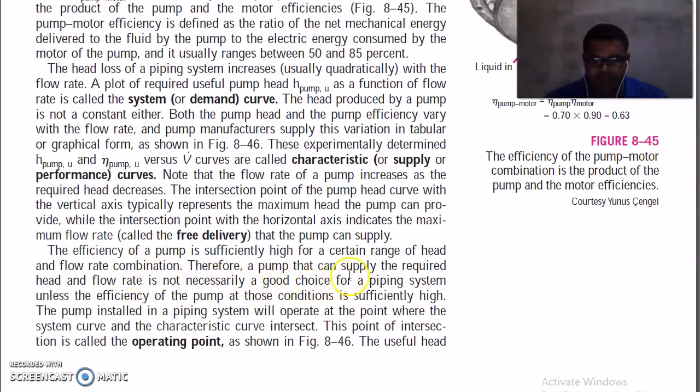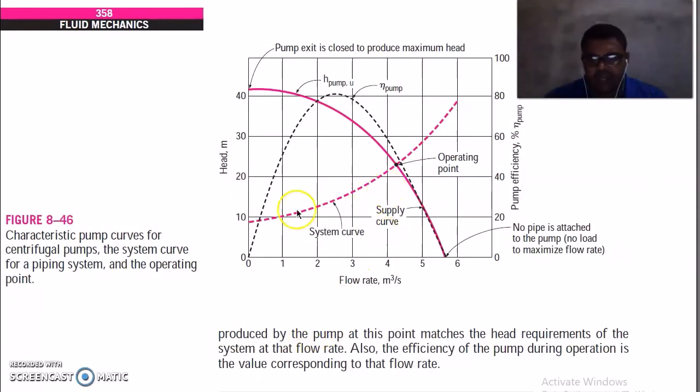Therefore, a pump that supplies the required head and flow rate is not necessarily a good choice for a piping system unless the efficiency of the pump at those conditions is sufficiently high. The pump installed in a piping system will operate at a point where the system curve and characteristic curve intersect. So you can see here is your system curve and here your characteristic curve of the pump will intersect, and this is called the operating point.